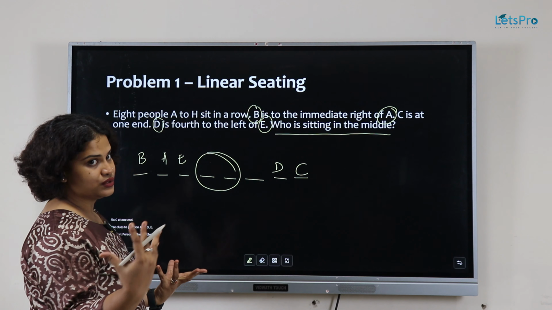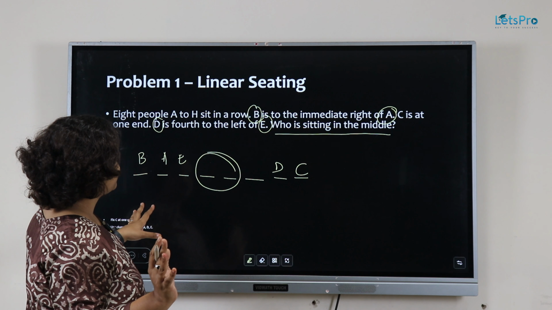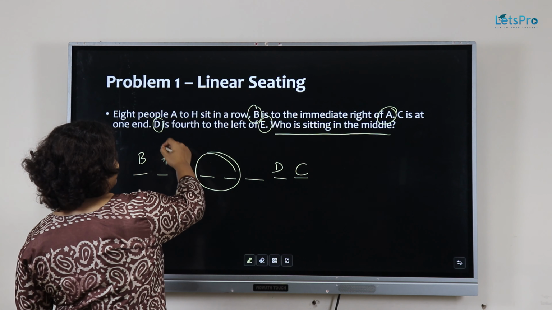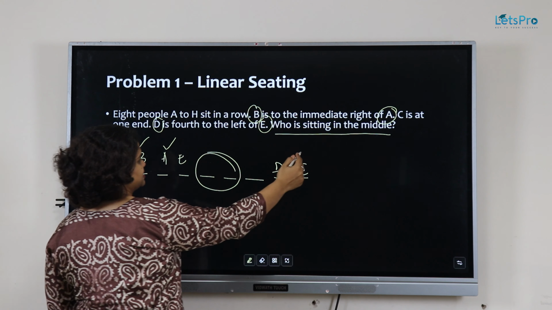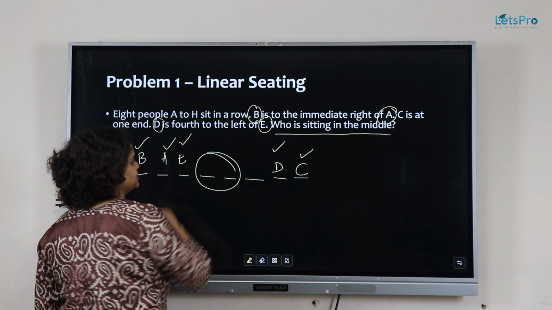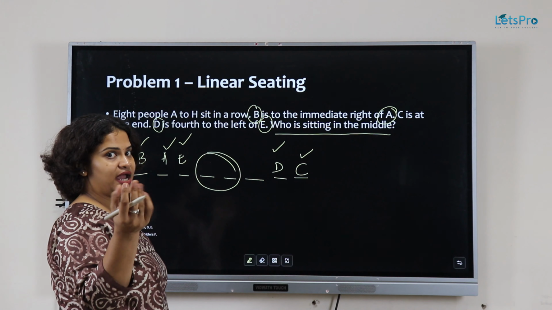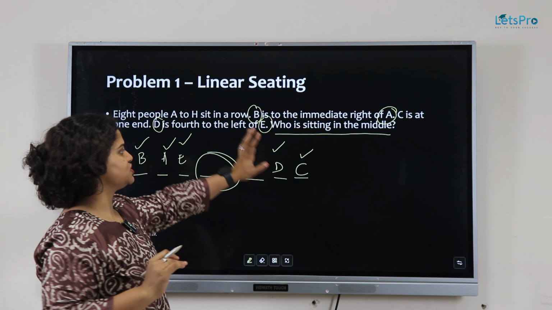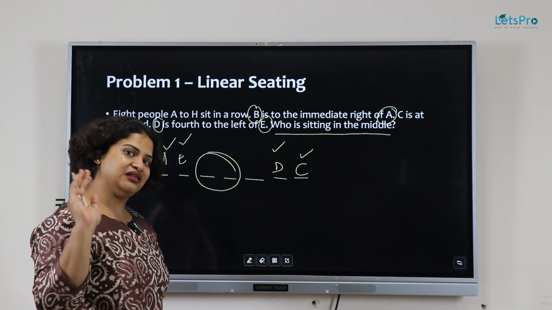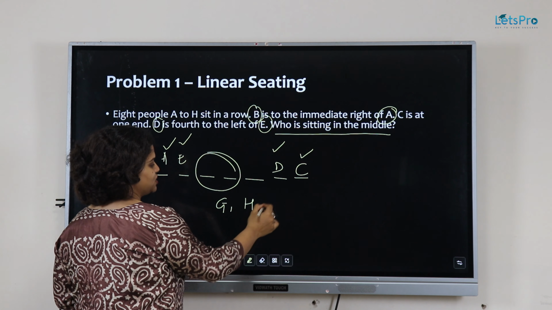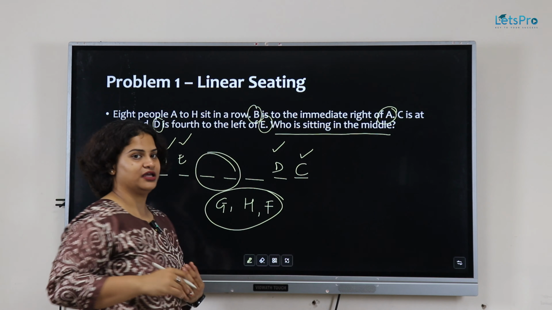Can I know who is sitting? There is no such condition given to us which is going to tell us. So we have A, B, C, D, E given to us, right? Then there should be F, G and H. There is no information as such given to us. So it can be either A, G, H or F, right?